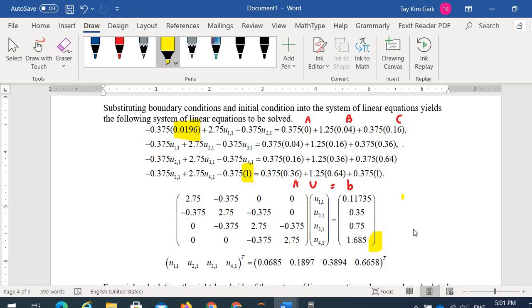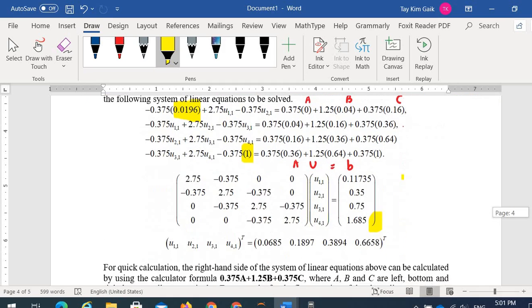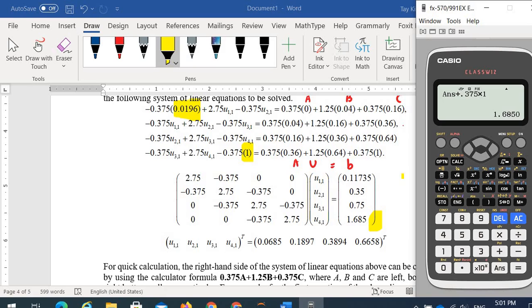Okay, so now you have a system of linear equations to solve for your first level. So in this case, first time, the gray color, you get U11 in center. Second time U21, third time U31, fourth time U41. Okay, and you may quickly solve this system of linear equations using your calculator. Equation works. Okay, this model you can solve up to 4 simultaneous equations, compared to the old model, you can solve up to 3. Then just key in the coefficients, row by row.